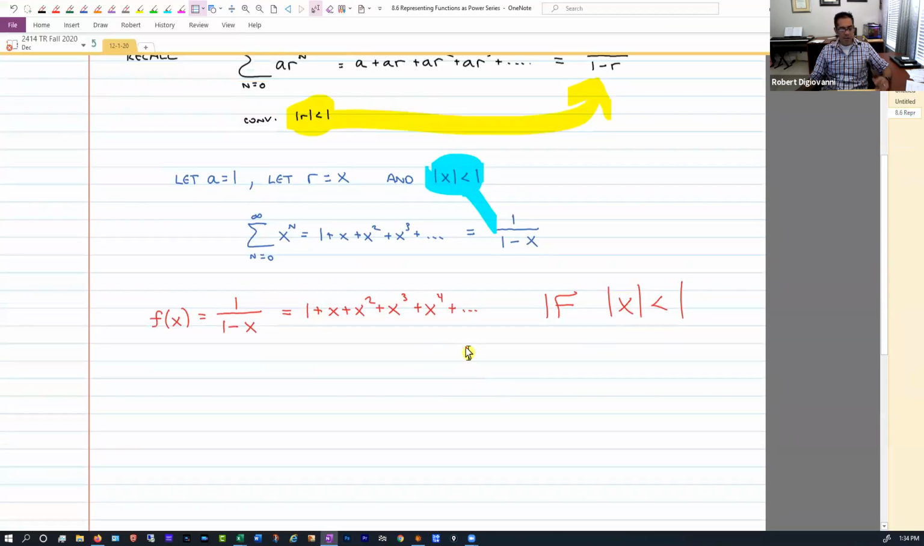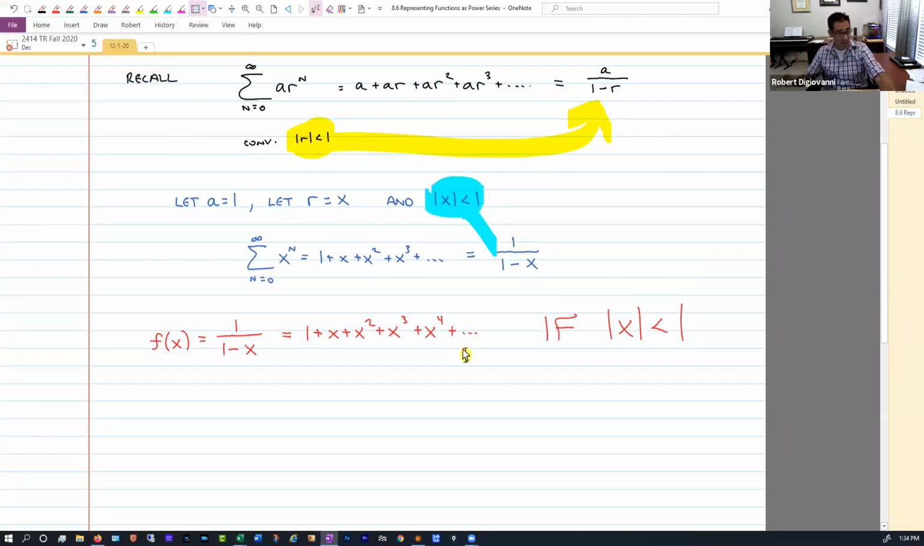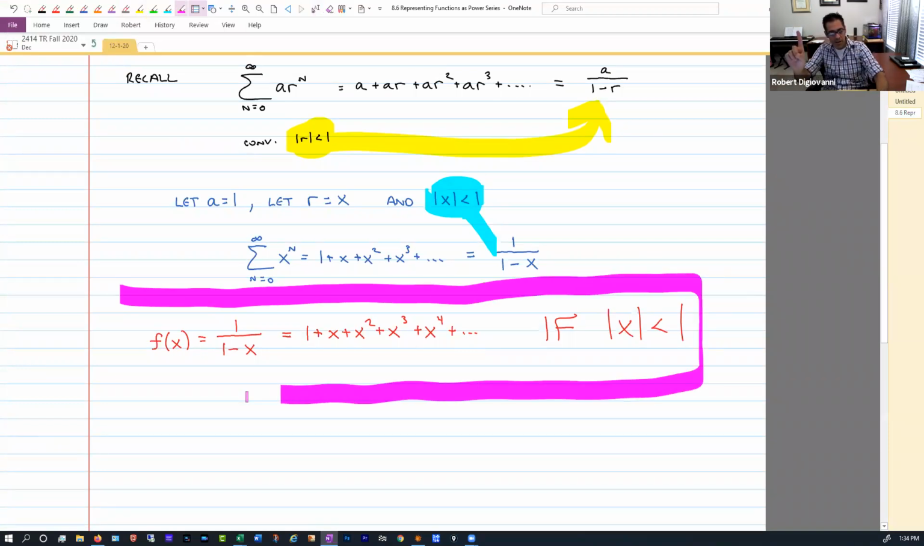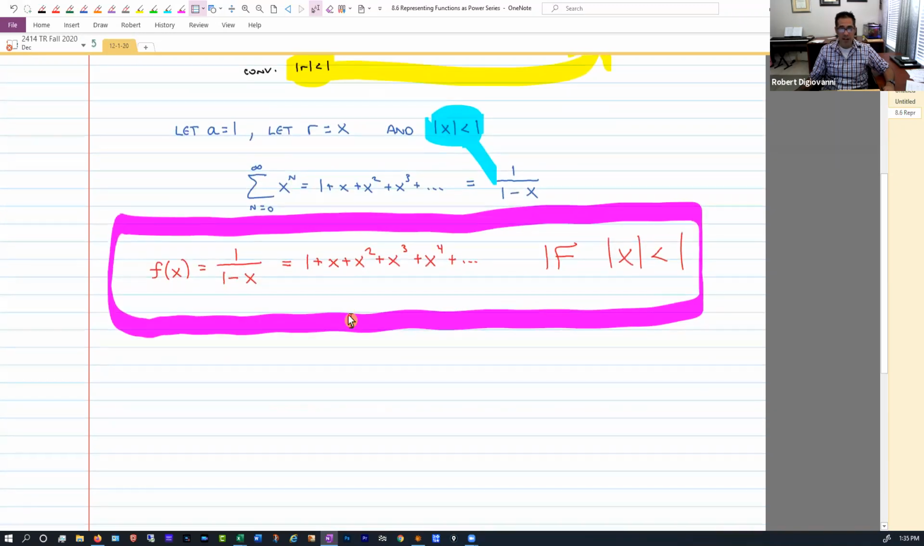All right, so here's what we know, right? This right now is our master. I told you this section, we are going to look at one function and one function only, and look at its power series. And that's all we're going to be focusing on in this section. You ready? This is it. This is the one right here. Now we're going to build off of this idea.